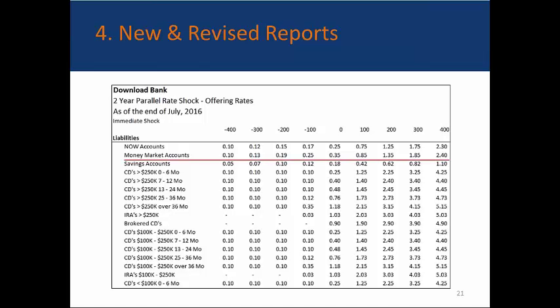If I were to look at this and I want to look at my money market accounts, what this report tells me is that my offering rate on my money market accounts is 35 basis points today. If rates were to rise 400 basis points, my offering rate on these, based on my pricing model, is 2.4%. So a lot of things this tells me on the page here.